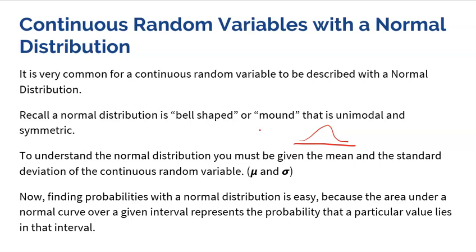Now, finding probabilities with the normal distribution is really unbelievably easy because the area under a normal curve over a given interval represents the probability that a particular value lies in that interval. And I know you might be like, okay, you said it's easy, that doesn't sound very easy. Well, trust me, it is very easy, and you'll find that out in this video.